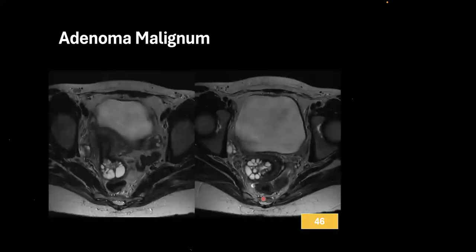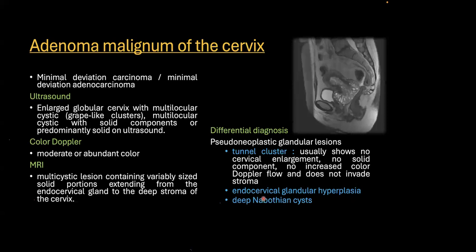which is a precursor, right? There is minimal deviation carcinoma. It is a precursor sort of a thing. And there can be some increased vascularity on color Doppler. And on MRI, it will appear as a multicystic lesion of variable size, with some solid portions interspersed with it. So it gives a grape-like appearance on ultrasound because of the cystic spaces.